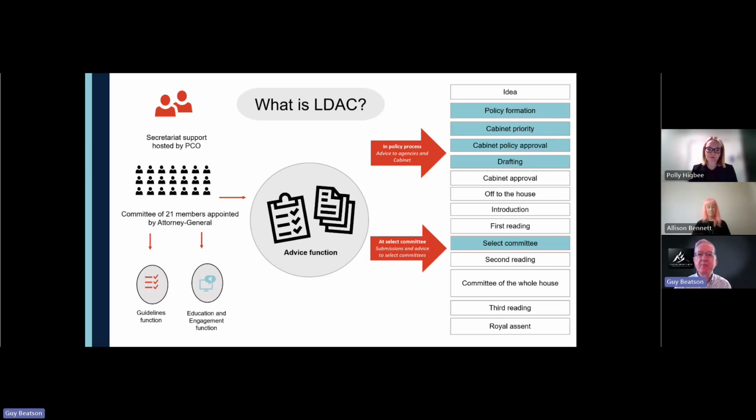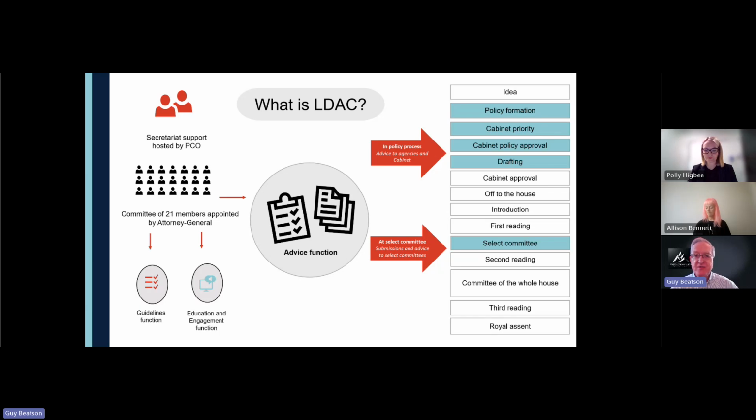PCO provides secretariat support, which we're eternally grateful for, including advisors and support to the committee. Members have a broad range of backgrounds, as you'd expect. We draw on members from legal and policy teams within departments, Crown entities, as well as academics, lawyers, barristers and consultants like myself. A broad range of skills and experience is important because good legislative design is multidisciplinary, as we'll find through today. It's not just about the law.